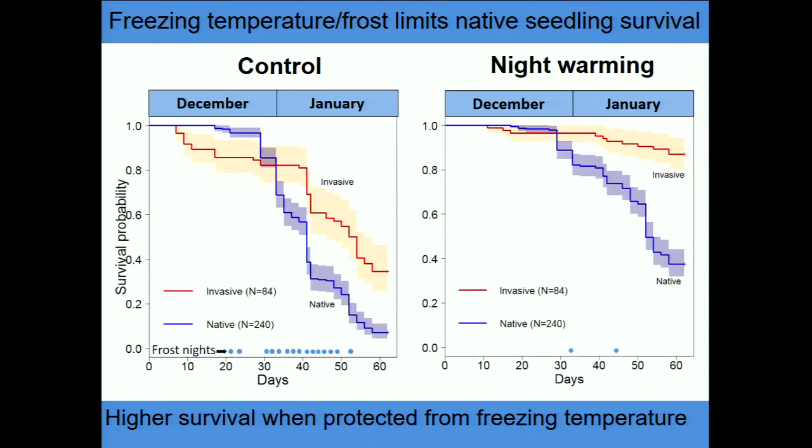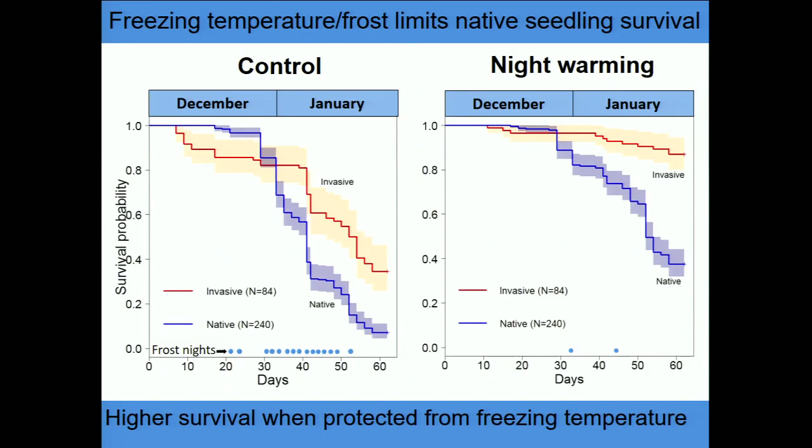And when we protected them from this freezing temperature in the experimental warming plot, their survival went up above 40%, which clearly shows that it's freezing temperature and resultant frost that causes high mortality to these native tree seedlings and thereby restricts their establishment in these grasslands. Whereas acacia seedlings survived almost 40% in the control, in the ambient environment, which shows that acacia has greater tolerance to freezing temperature and frost. And when these acacia seedlings were protected from freezing temperature, their survival went up to 90%.